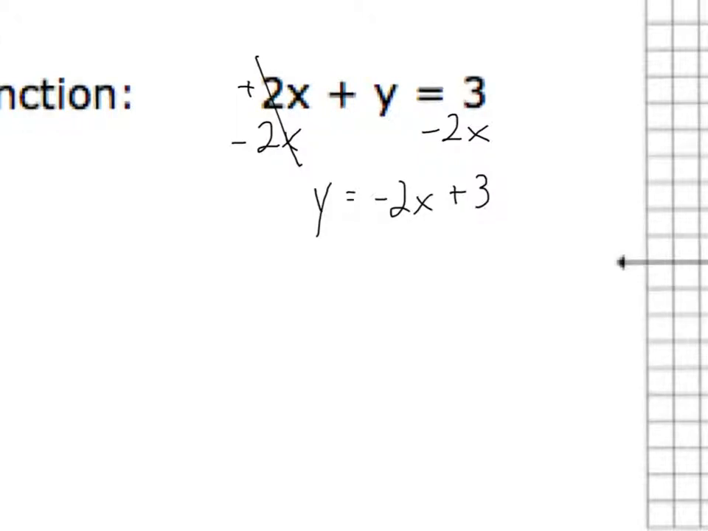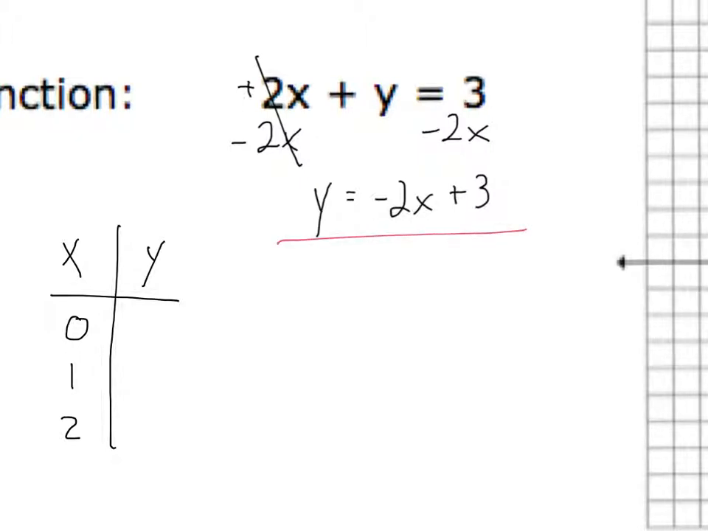And now we need to set up our table of values. So we have our x values and our y values. And remember that our x values are always going to be 0, 1, and 2. And then we simply plug those into our equation, this guy up here. So we would have y equals negative 2 times 0 and add 3. Negative 2 times 0 gives you 0. And if you add 3 to that, that would give you 3. So our y value does in fact equal 3.